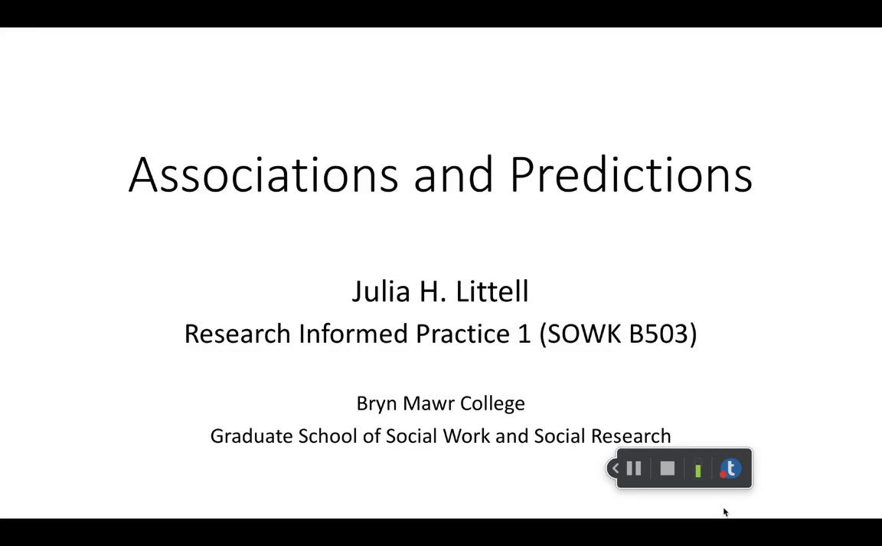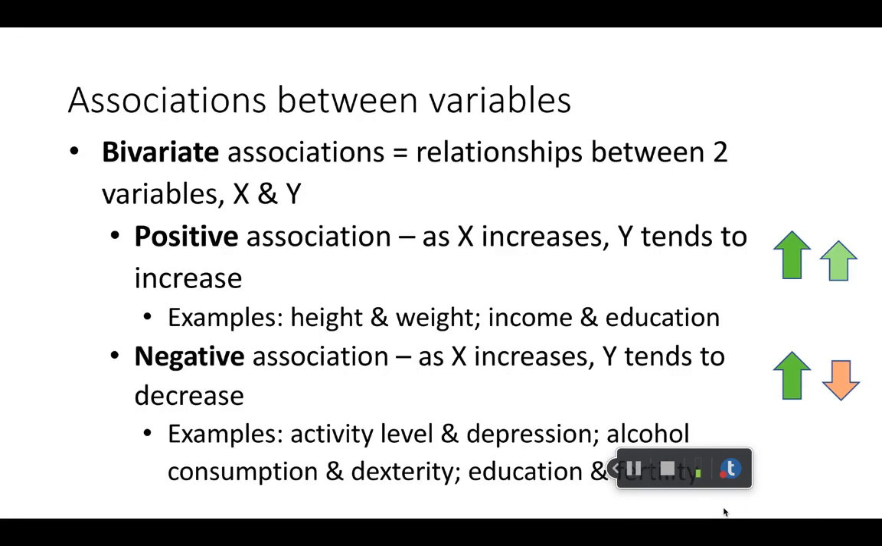Let's talk about associations between variables and about predictions from one variable to another. We start by talking about bivariate associations, which are relationships between two variables. Let's call them x and y. A positive association means that as variable x increases, variable y tends to increase as well. So an example is height and weight. As we grow taller, our weight tends to increase.